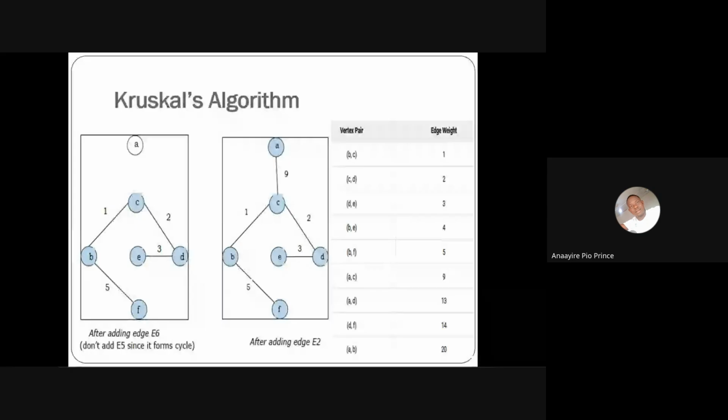So it must not form a circle. Yes, so a minimum spanning tree does not form a circle. If you look at the notes, the simple note here, after adding edge E6, we don't have to add E5 since it forms a circle. Any edge that forms a circle, we have to discard it. And I hope we know what a circle is. So when you start at one of the nodes, let's take this node here.